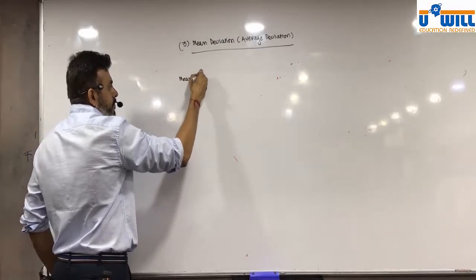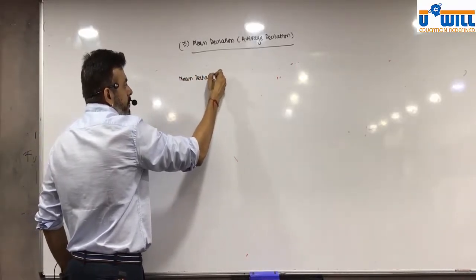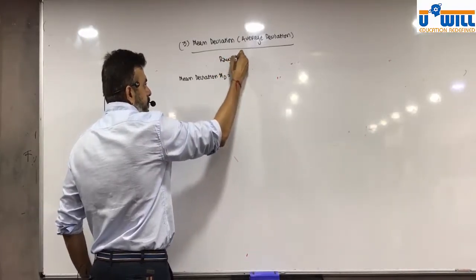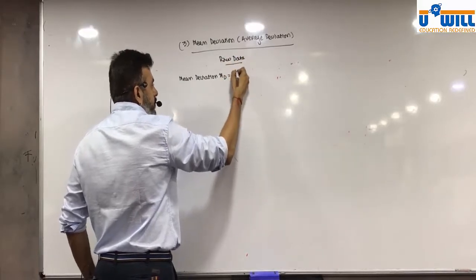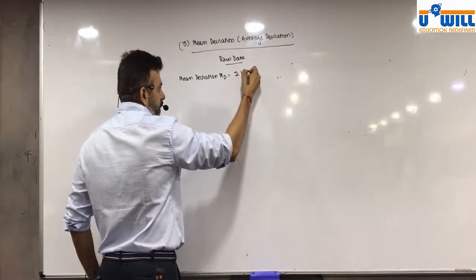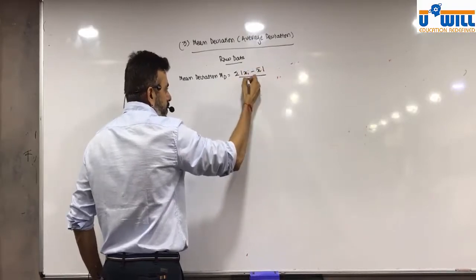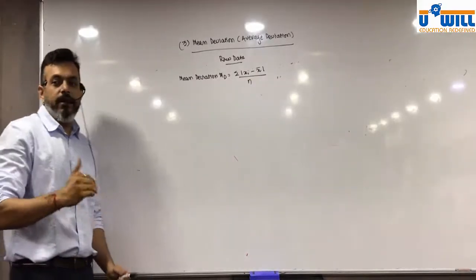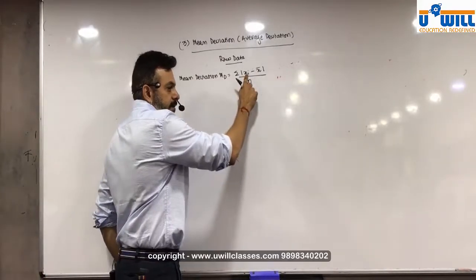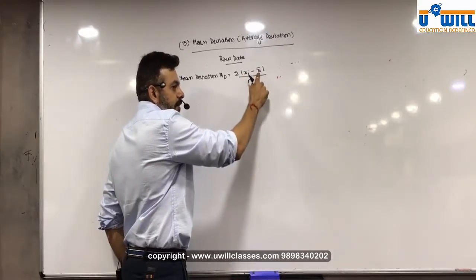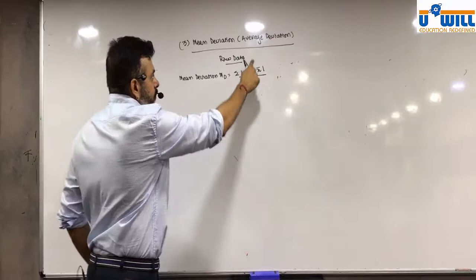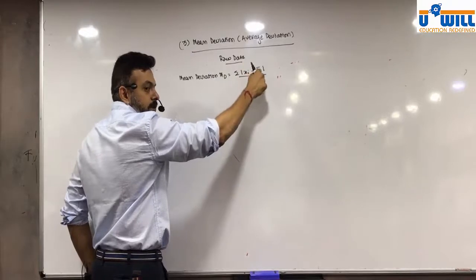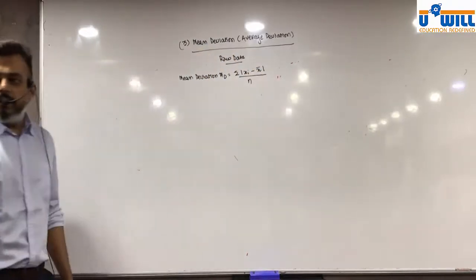Mean deviation is equal to, for raw data first, for raw data, sigma modulus xi minus x bar upon n. Now what is modulus? Modulus means we ignore the negative sign, and xi, every observation, we subtract from what? From our mean. So this formula itself explains the deviation of the observations from the mean is known as mean deviation.